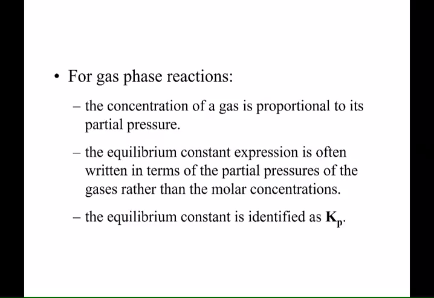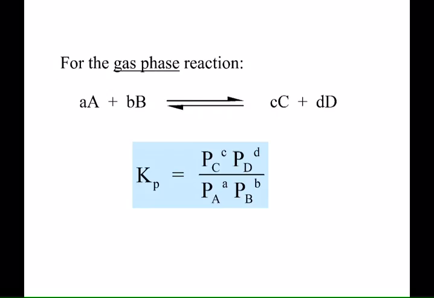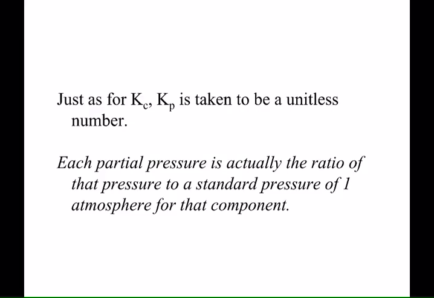All right. So Kp is all about partial pressures, but it takes on a very similar pattern as your Kc expression. So it's the partial pressure of the products raised to their stoichiometric coefficients divided by the partial pressure of the reactants raised to their stoichiometric coefficients. I'm going to kind of walk you through how they're related. Just as I said, Kc ends up being unitless, also Kp is unitless for the same reason.